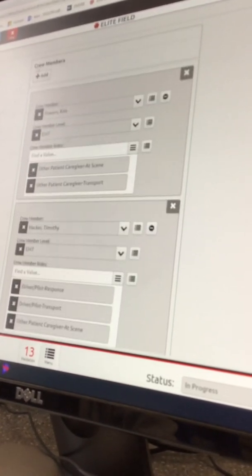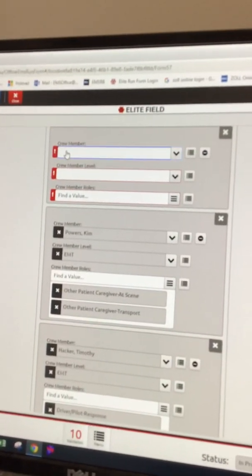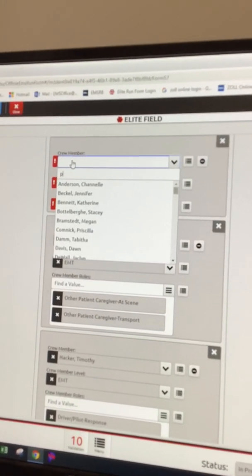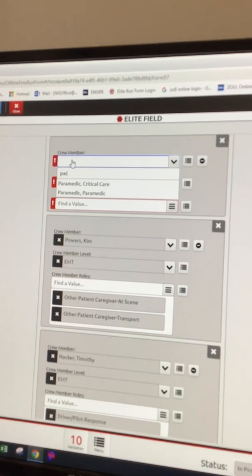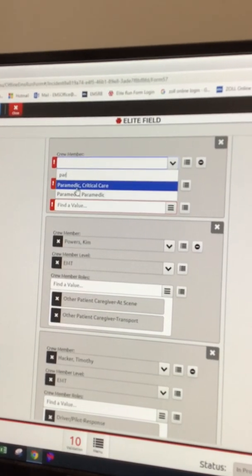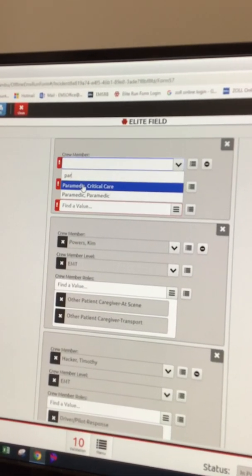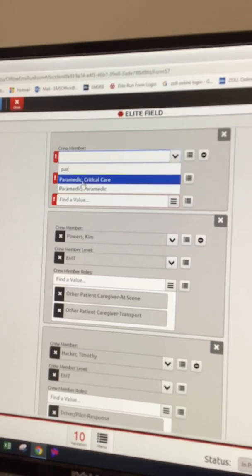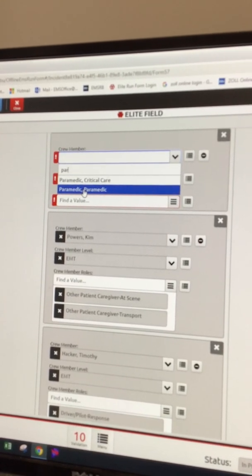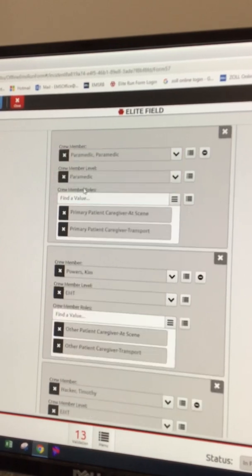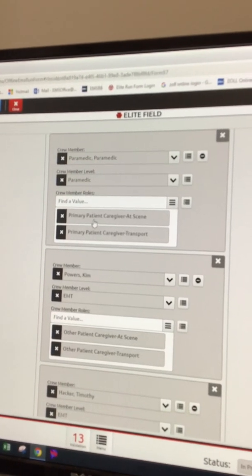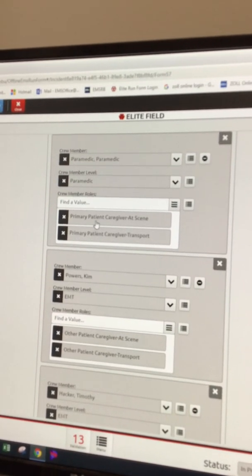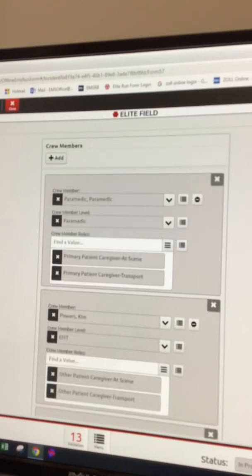Okay, so now we're going to add crew members. I have set up generic paramedic. So there is a paramedic and there are critical care paramedics. So you will generally have one of these for sure. I have it defaulted for primary patient caregiver at scene and at transport.